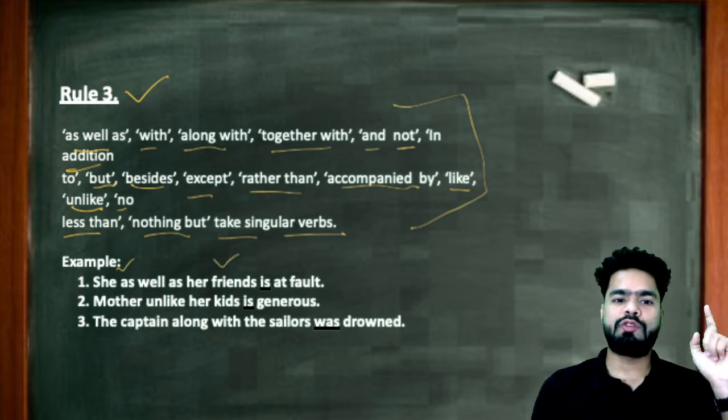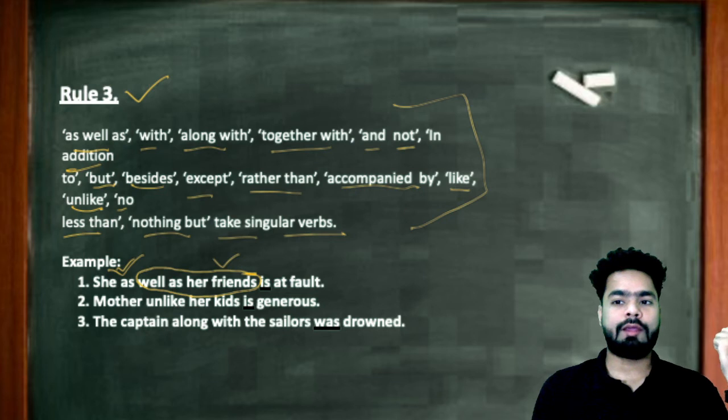So we have to do what? We have to ignore her friends. What we have to see? She, and she is singular. Because she is singular, so it will take a singular verb. So we have used is, which is singular. Is it clear?